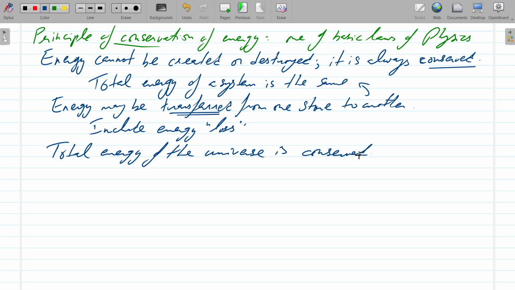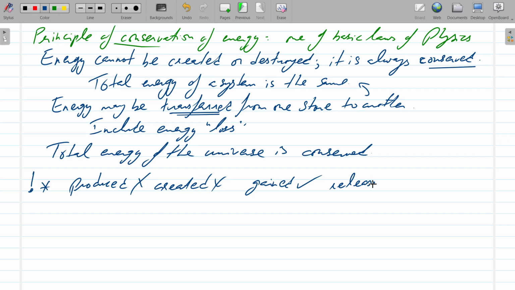And on that note, what we want is to be careful about our choice of words when talking about energy. You do not say energy is produced. You do not say that. Energy was created? Oh no, it is never created. What you can say is energy was gained, or energy was released. You could say that.